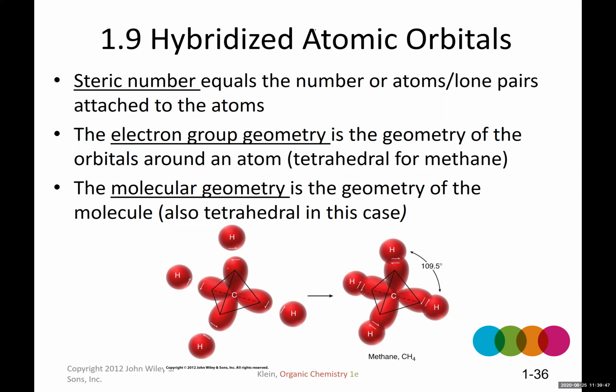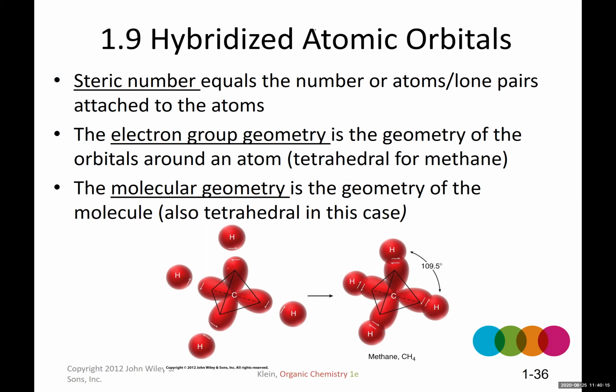The electron group geometry is the geometry of the orbitals around the atom, right? And we just got through describing that those orbitals arrange themselves in a tetrahedral geometry so that the electrons in those orbitals can be as far apart as possible, right? So that's a tetrahedral electron group geometry. That refers to the geometry of the orbitals.